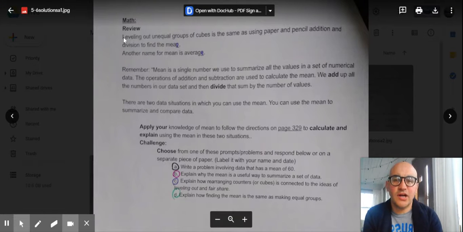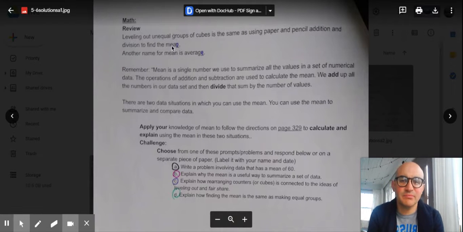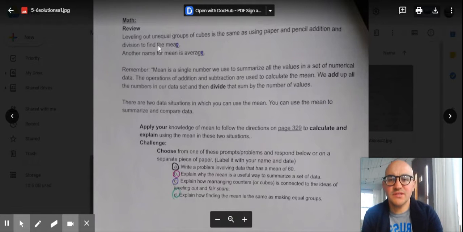The first job for you to do here is just to finish these words. So your job is just to fill in, in this case, just a couple of missing letters. And the best way to do that is just to read the sentence and think about what word makes sense. Think about what we did yesterday. We were calculating the mean in a couple of problems yesterday, and so we're going to work on that same skill today. So as I read this sentence here, leveling out unequal groups of cubes is the same as using paper and pencil addition and division to find the mean. And so just missing the n there.